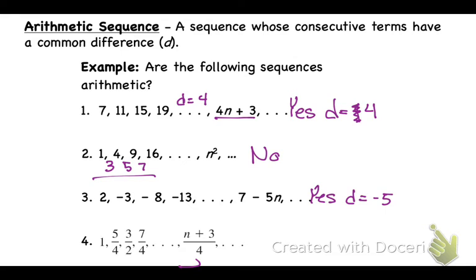Now the next one, we're tempted to say no, but we can't even decide until they all have what? Common denominators. So my common denominator is going to be what? 4. So I'm going to have 4 over 4, 5 over 4, 6 over 4, and 7 over 4. So is it arithmetic? Yes. What's my difference? 1/4. D equals 1/4.